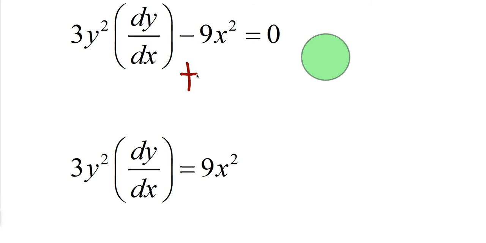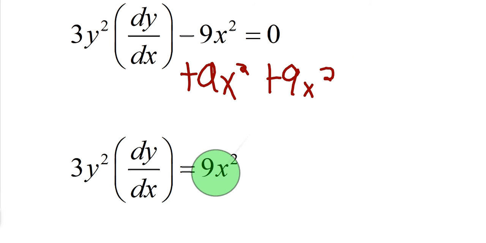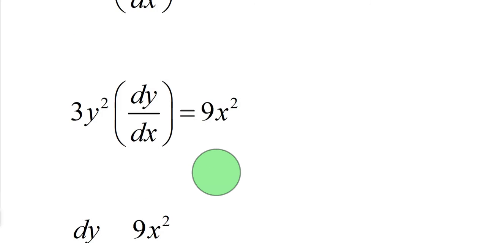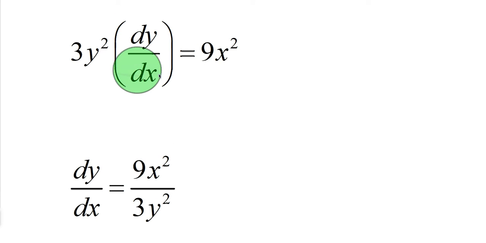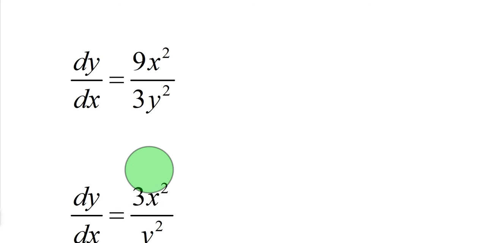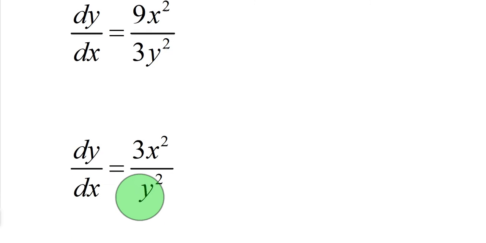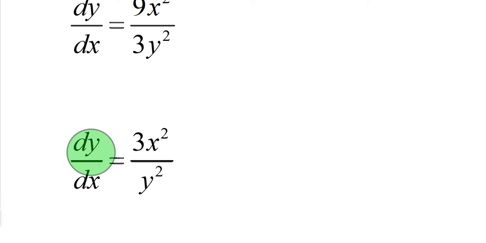Sometimes I don't show everything. When you get up in upper level calculus, sometimes you run out of time, but there we go. That's what we're doing there. Okay, and then we end up with 9x squared over here. Now we just want to divide both sides by 3y squared, and we'll get this. And of course, 9 over 3 simplifies to 3 on top. So our first derivative, dy dx, equals 3x squared over y squared.